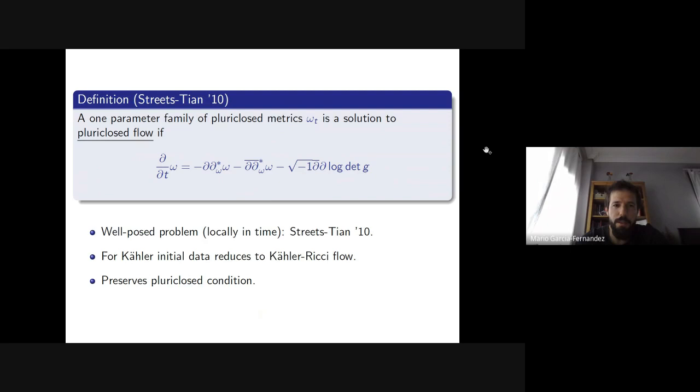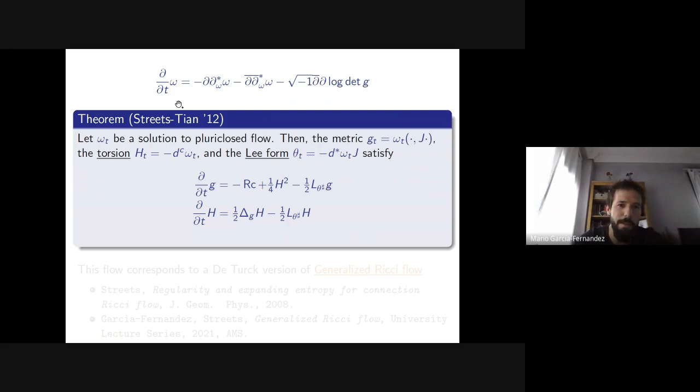So why is this interesting? Because if you see this formula, you say, okay, I have no idea how these people came up with this pluriclosed flow condition. Actually, this pluriclosed flow is something very geometric, and the price you have to pay for understanding this is, rather than working with the Chern connection and the Hermitian metric, working with a different connection, the Bismut connection. But let me start with this.